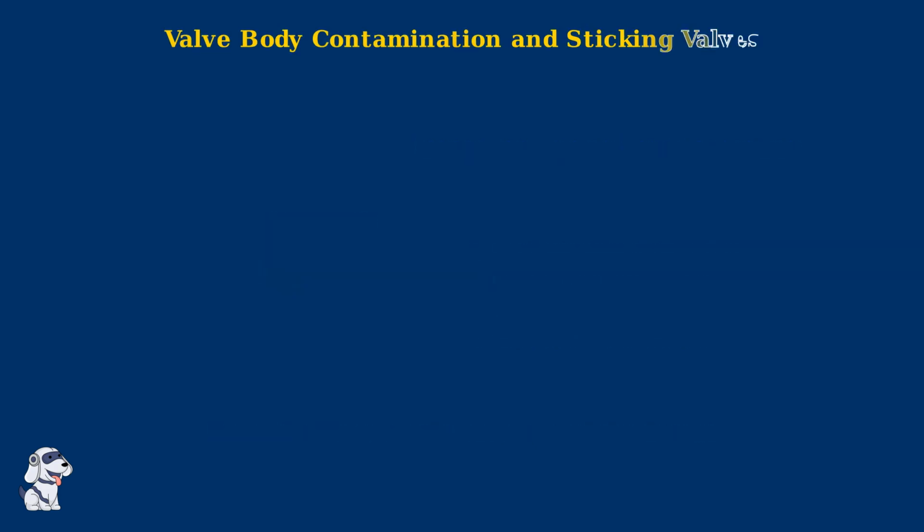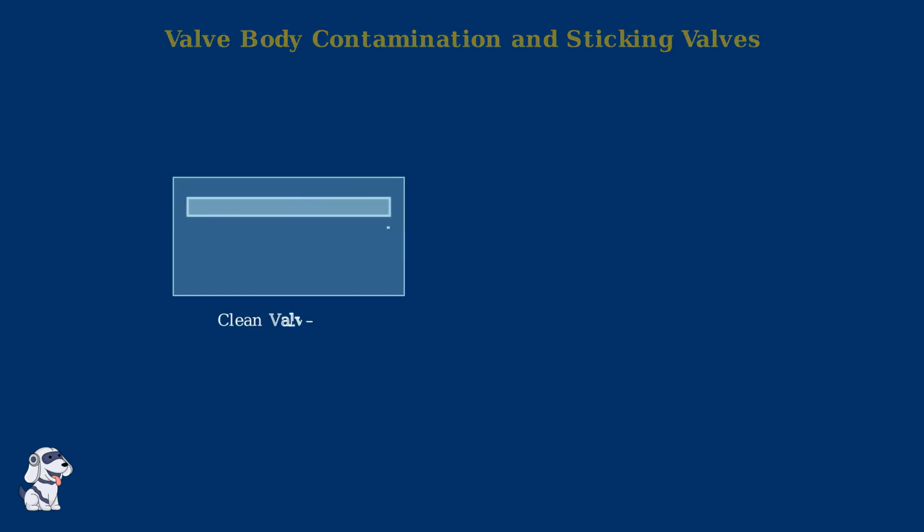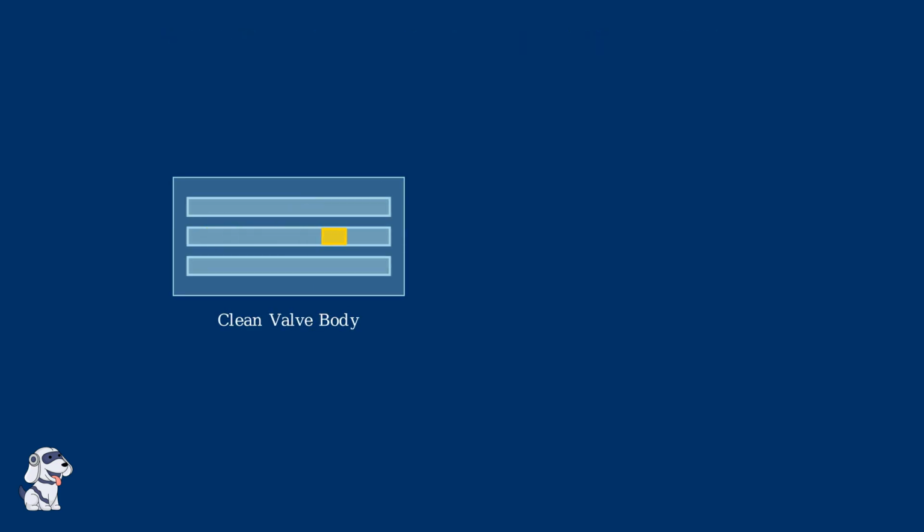Valve body contamination is one of the most common causes of TEHCM failures in the 6L80 transmission. Metal debris and particles can cause critical valves to stick, leading to serious operational problems. In a clean valve body, valves move smoothly within their channels. The hydraulic fluid flows freely, allowing precise pressure control and smooth shifting operations.